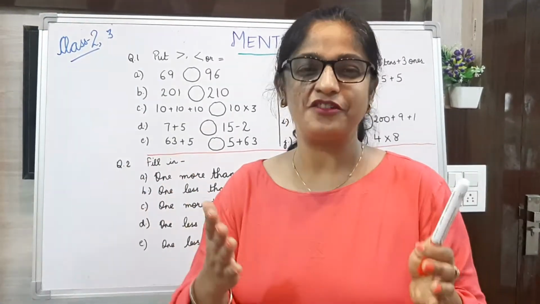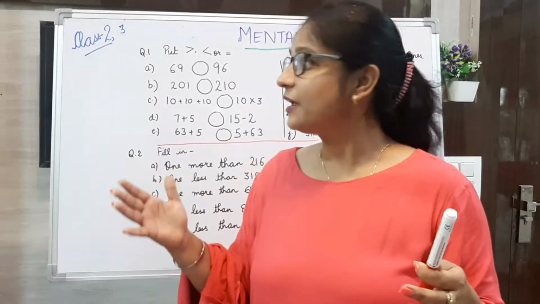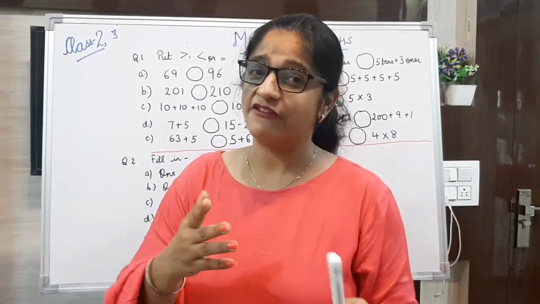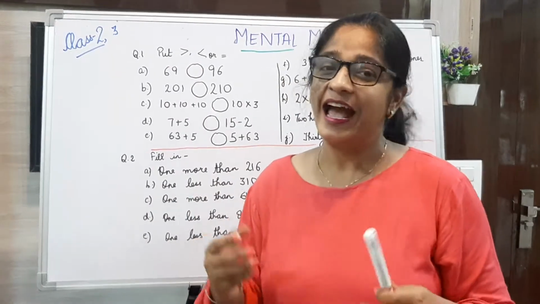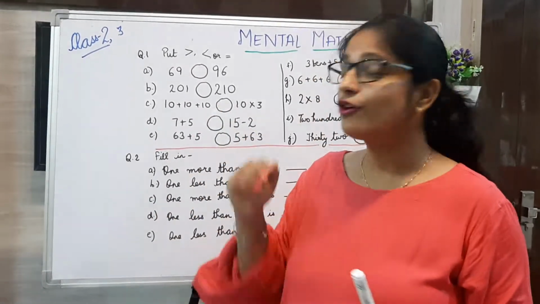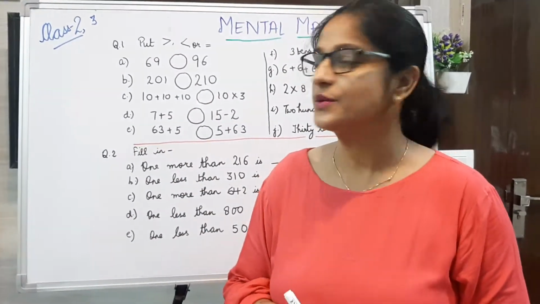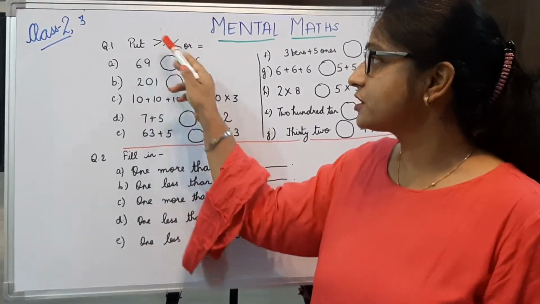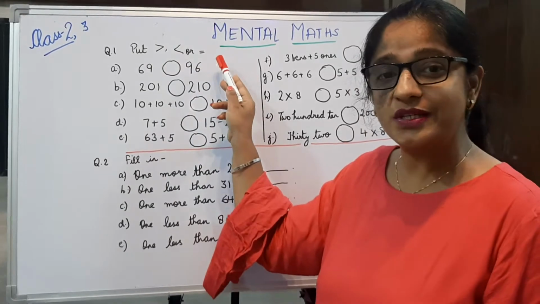Harpreet ma'am is standing in front of you, and today I have brought for classes 2 and 3 a mental math sheet. As I told you, every day I'll give you one mental math sheet and one language sheet. So here we go with class 2 and 3 mental maths. First question is: put greater than, lesser than, or equals to sign.